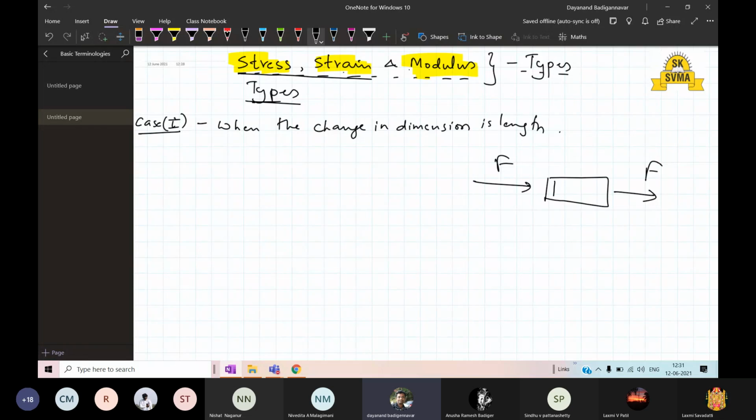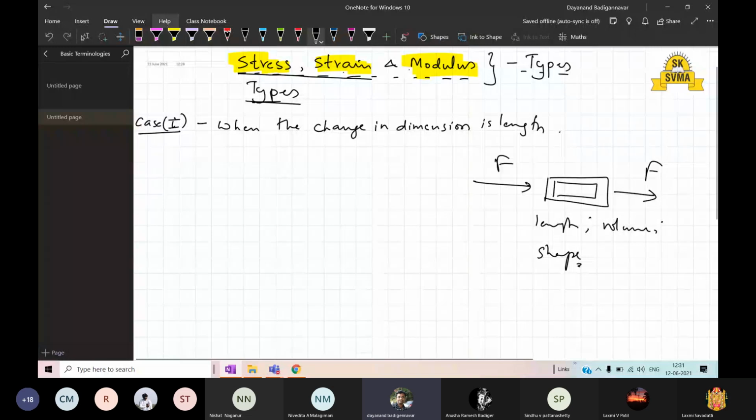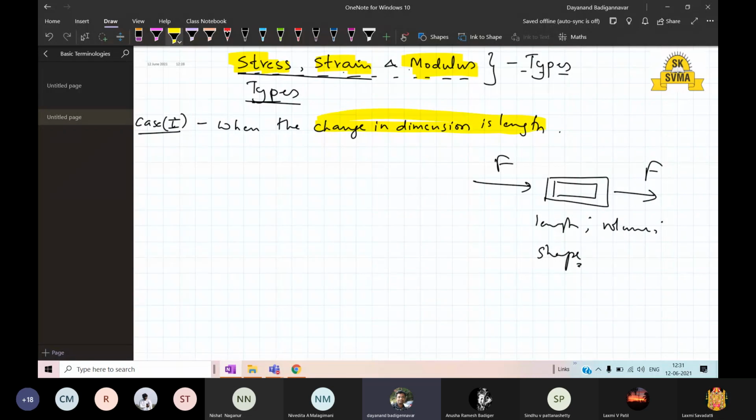What may change? The length may change, that means it gets squeezed. There may be a change in volume. There may be a change in shape. Length may change, volume may change, or shape may change. Here I am interested in the case where there is a change in dimension of the length. By applying a force, I have modified the dimension, which is nothing but a length.